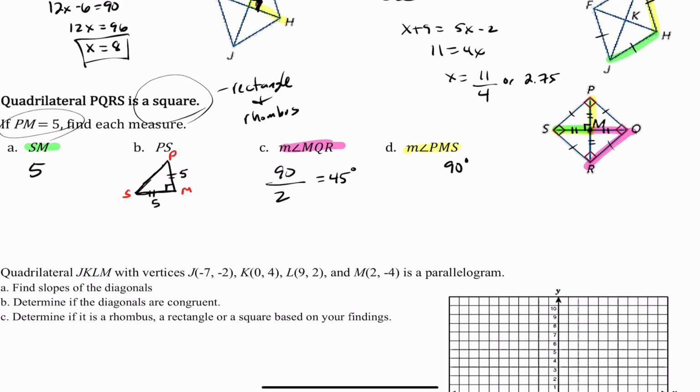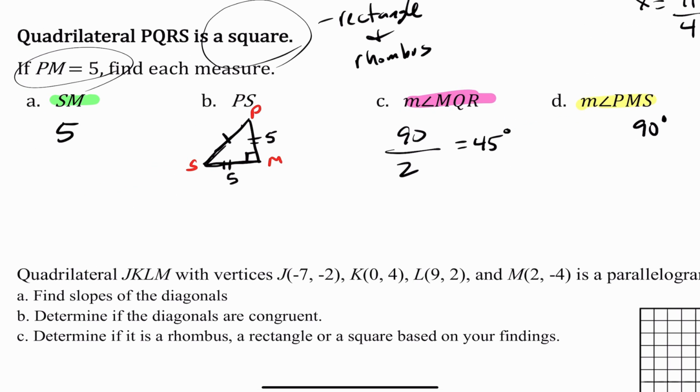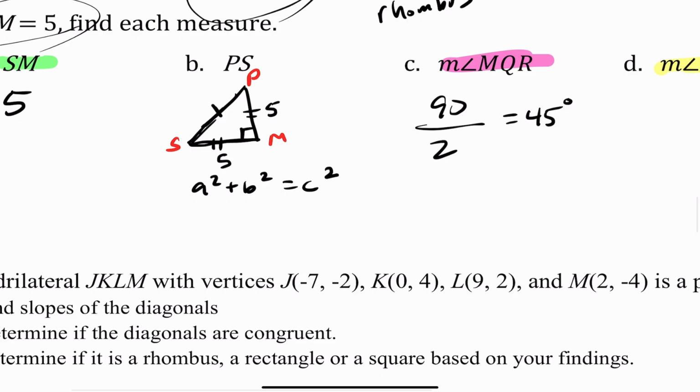What is PS? If we look at our figure that we drew, we have a right triangle. And if you have a right triangle, then a squared plus b squared equals c squared. That is what we call the Pythagorean theorem. Where c will always be the side across from the 90-degree angle. C is what we call the hypotenuse, and the hypotenuse of a right triangle is the longest side.